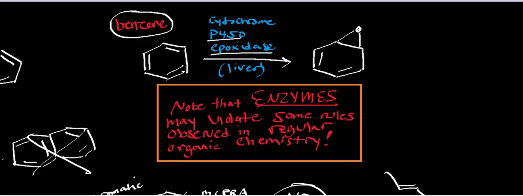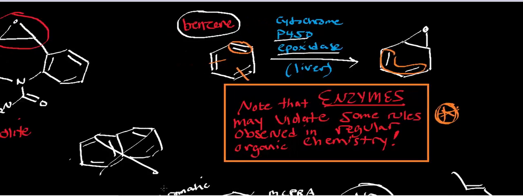So more or less, what the enzyme is able to do is treat this double bond, for instance, as if it's completely isolated from these other two, and it's just going to do this epoxidation reaction in the absence of these double bonds right there. This is an important note: some enzymes, or enzymes in general, may violate some rules observed in regular organic chemistry. I can't emphasize that enough, but hopefully you're able to see some application of epoxides.